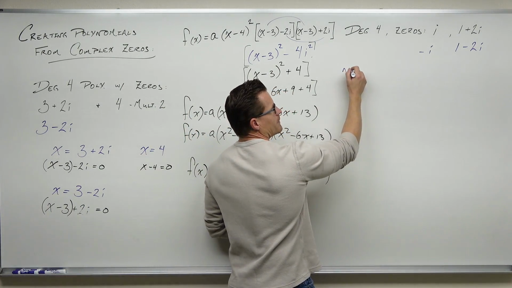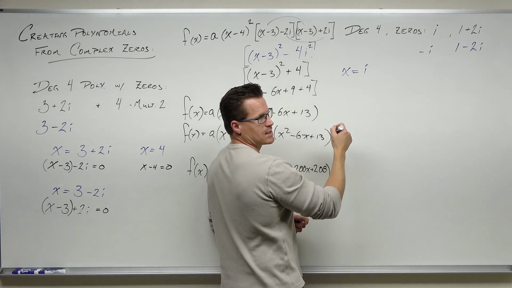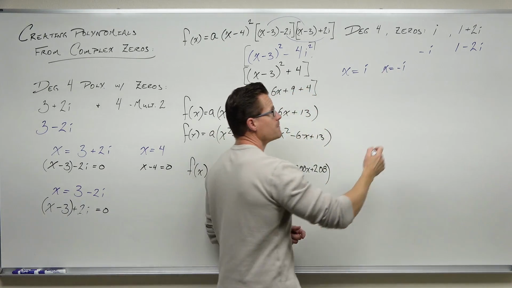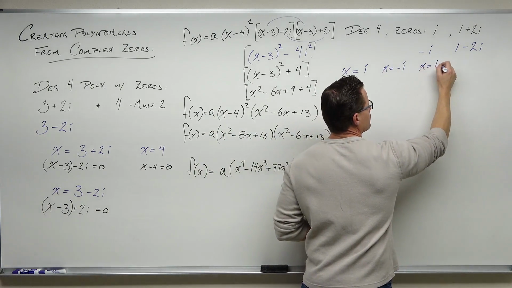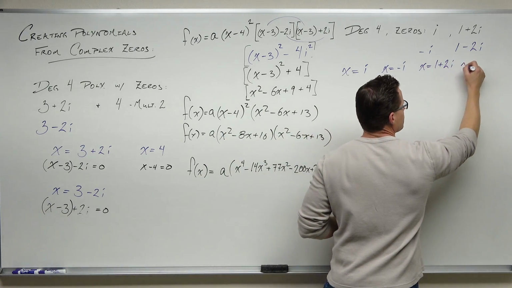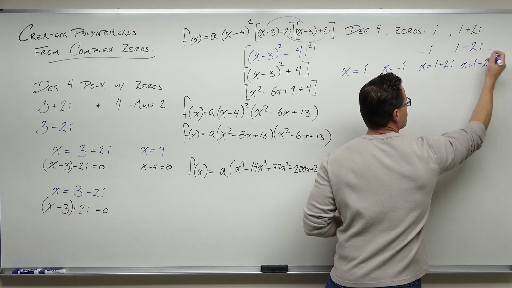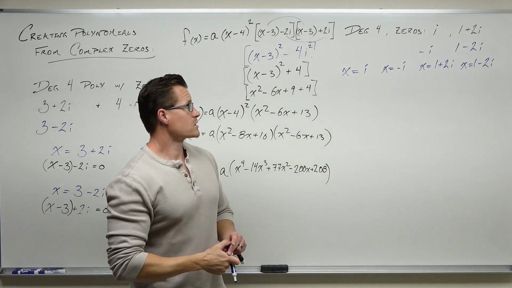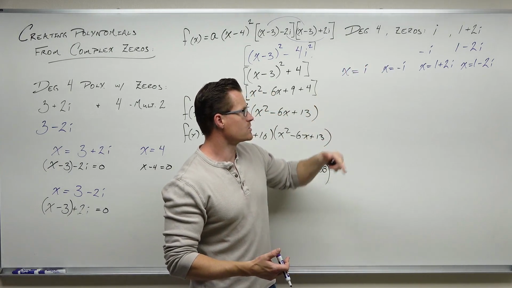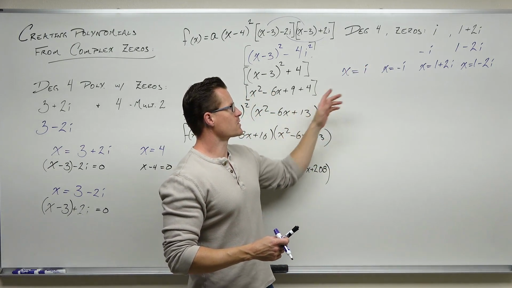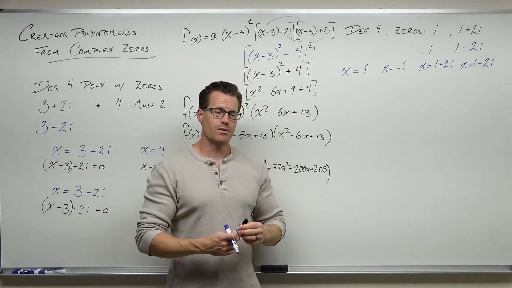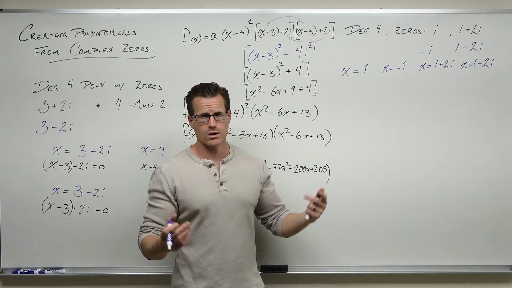So we're going to write out that x has to equal i and negative i. x has to equal 1 plus 2i and 1 minus 2i. So that represents our 4 zeros. We have i, negative i, 1 plus 2i, and 1 minus 2i. So I'm just checking my work. I'm going to make sure that I have 1, 2, 3, 4. It's a degree 4. There's no multiplicity, at least not with these complex solutions, so we're good.